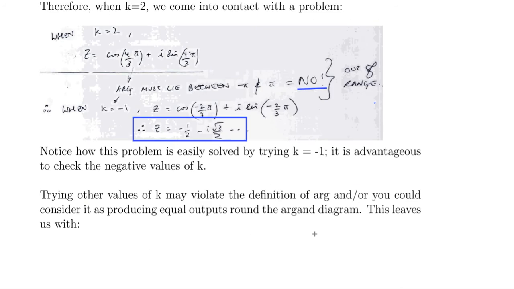And what I just said is I've noticed how this problem is easily solved when trying k equals -1. It is advantageous to check the negative values of k if you find that you hit the boundary. Trying other values of k might violate the definition of arg, or you could consider it as producing equal outputs round the Argand diagram.